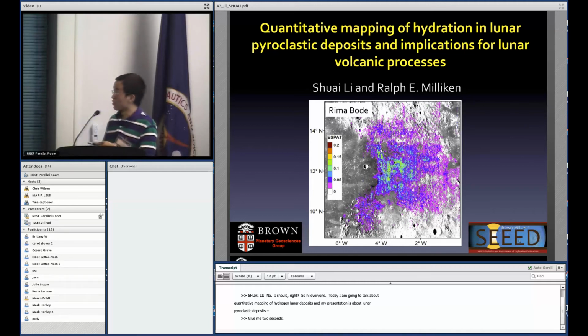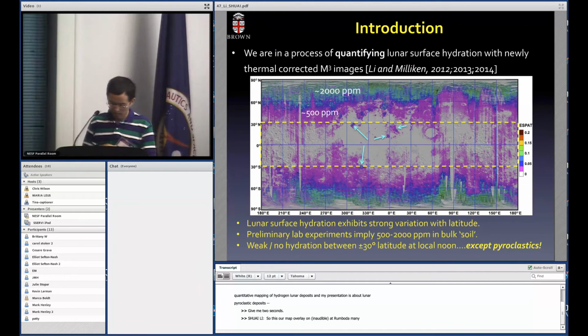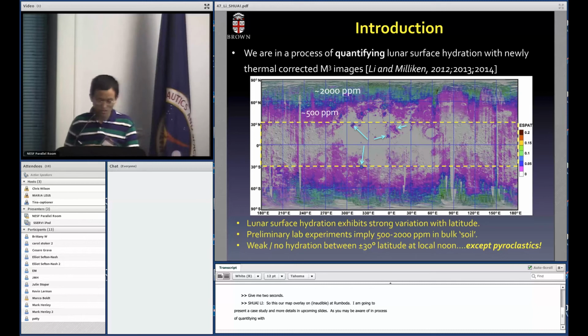So this map shows our mapped hydration overlay on the LROC WAC image at Reiner Gamma. I'm going to present a case study at this area, and more details will come in coming slides. As you may know, we are in the process of quantifying lunar surface hydration with the newly thermocorrected M3 data, as Jim just introduced.